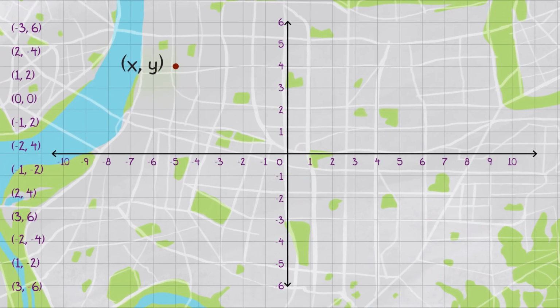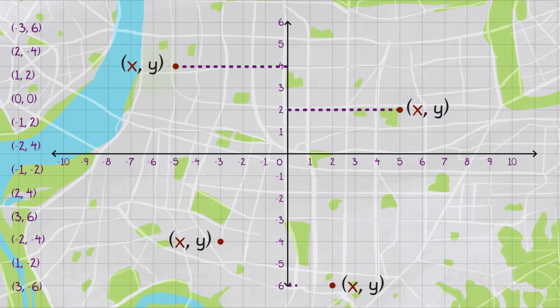We know that every point on a coordinate plane contains two components. The x-coordinate of a point is the value that tells you how far from the origin the point is on the horizontal, or the x-axis. Similarly, the y-coordinate of a point is the value that tells you how far from the origin the point is on the vertical, or the y-axis.